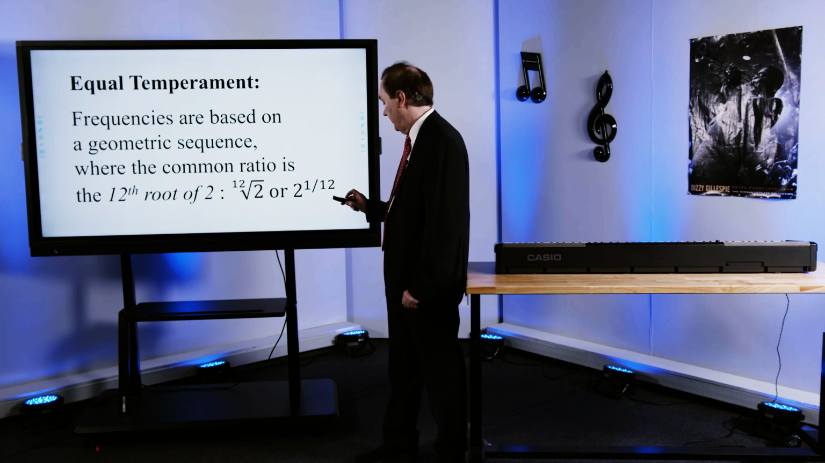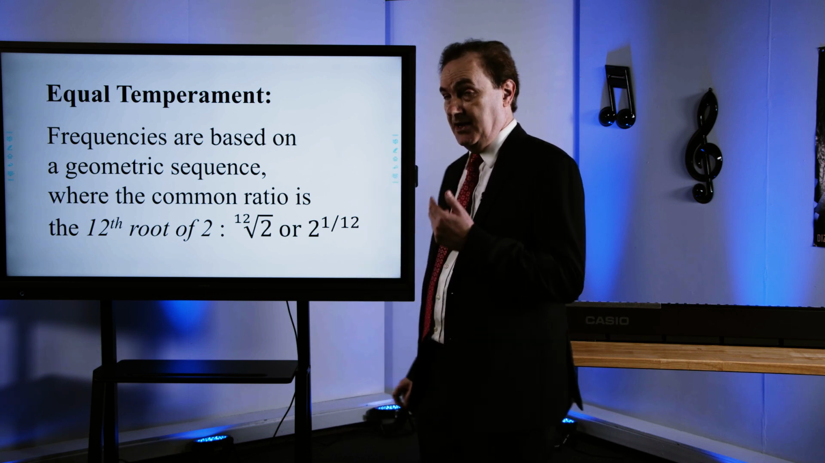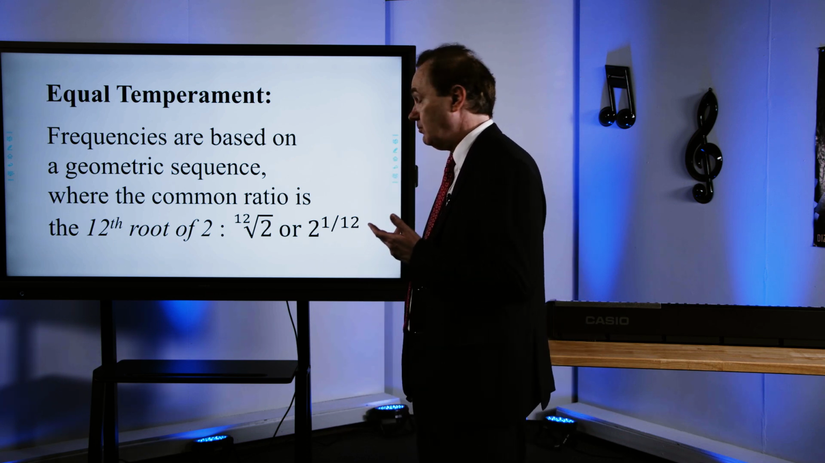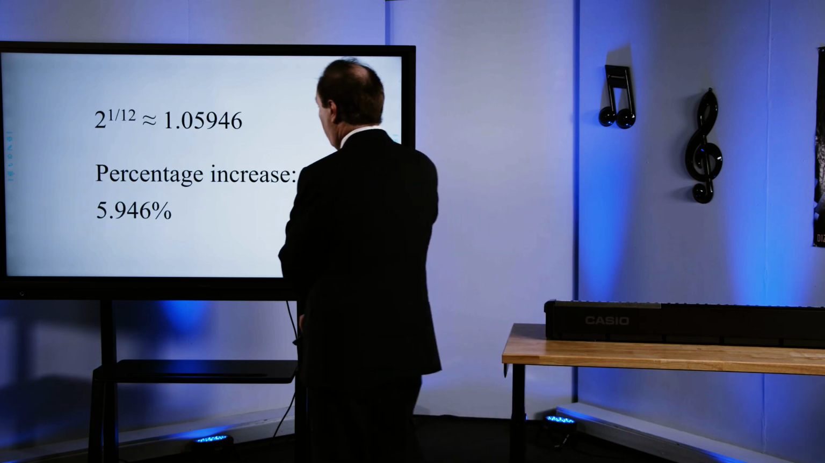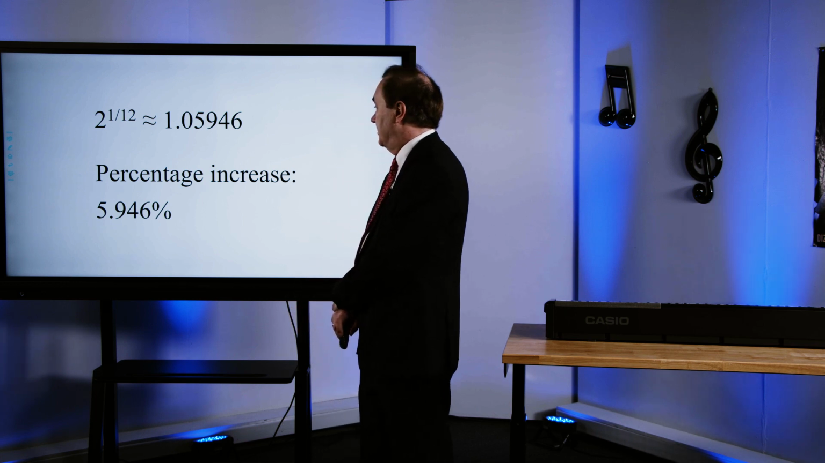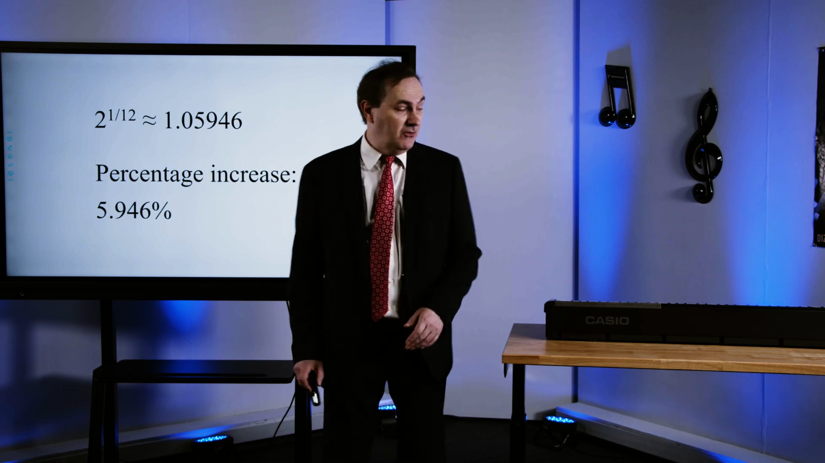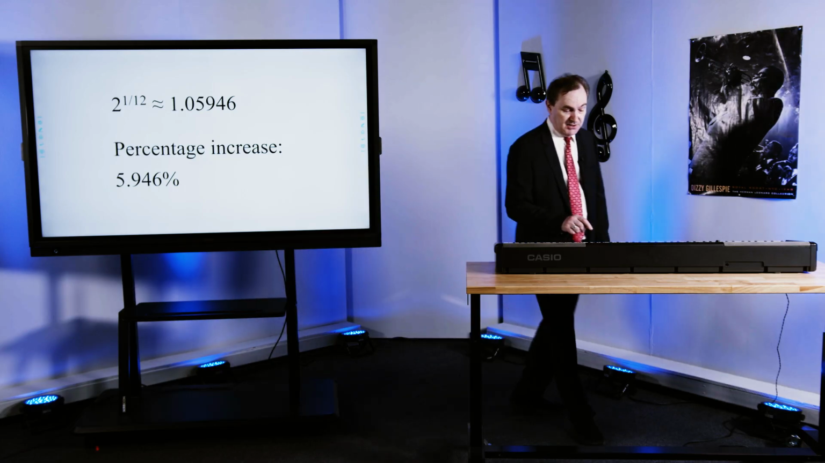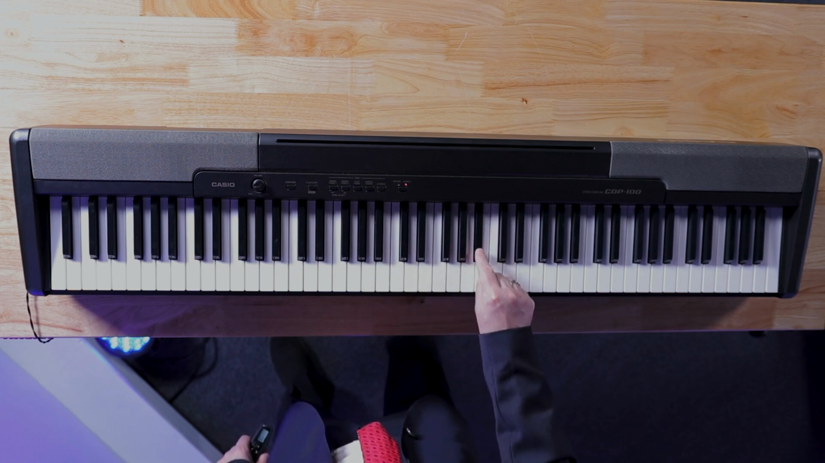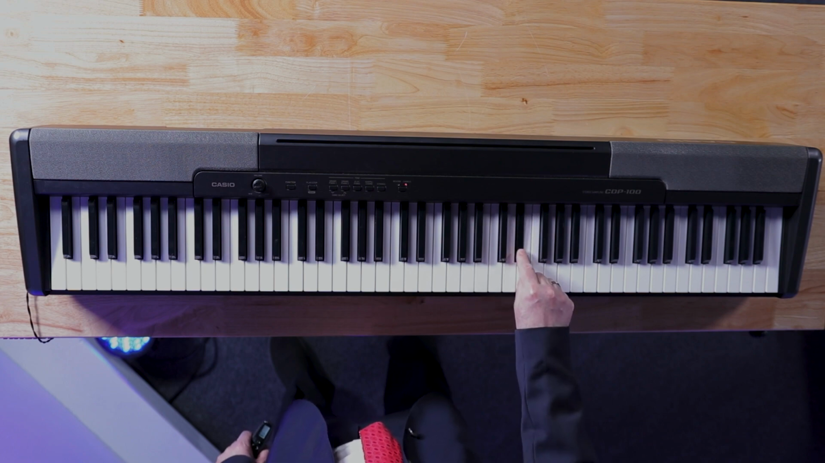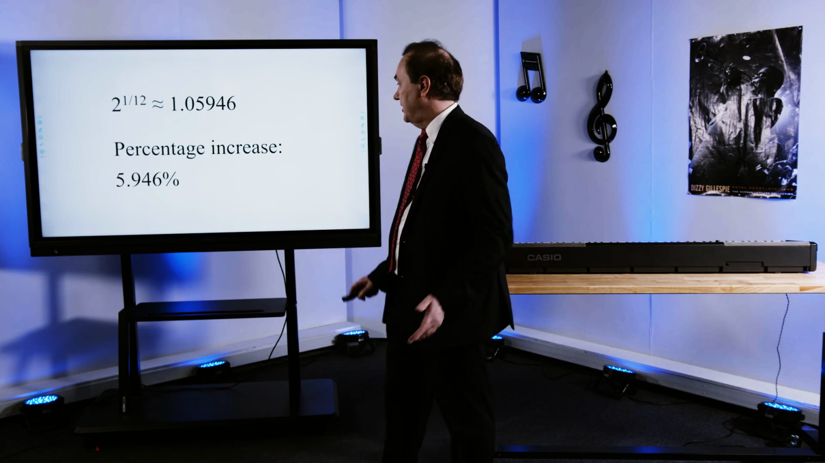to the 1/12th power. Now this is an irrational number, which means that its true decimal representation would be an infinite non-repeating decimal. But if we round it, it's approximately 1.05946. So that means that the percentage increase is about 5.946%. In other words, when I go from any note on the keyboard to the next note, in each case, that is a 5.946% increase in the frequency.